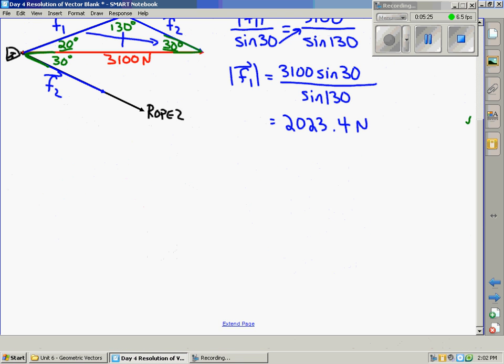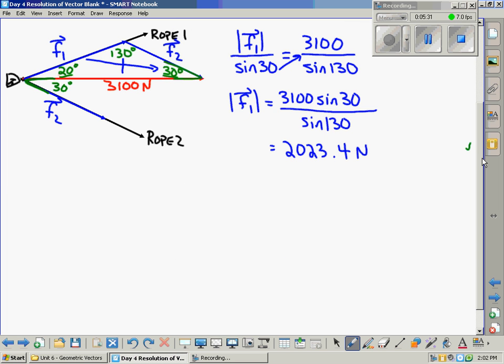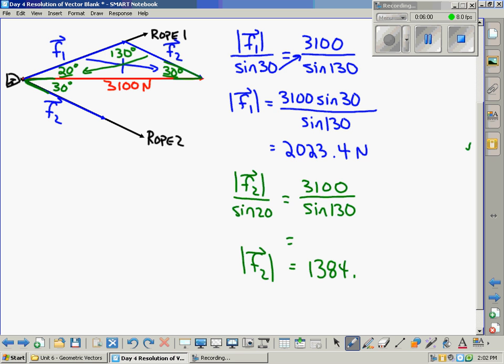F2 is going to be found exactly the same way, so I'll just do it very quickly. F2 over its opposite side, which in this case is 20, so sine 20, and I'll compare it to the same ratio of 3100 over sine 130. Solve, and you'll see that F2 is equal to 1,384.1 newtons. So again, double check that and make sure that it matches up with what you got on the calculator.